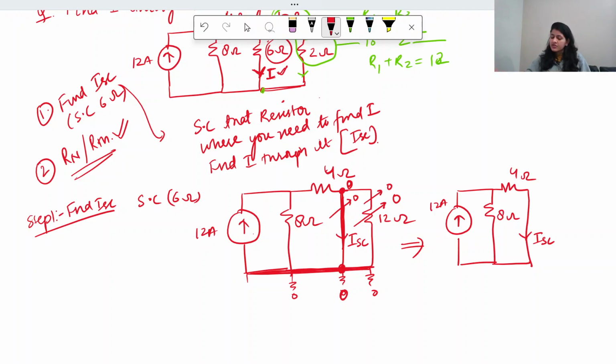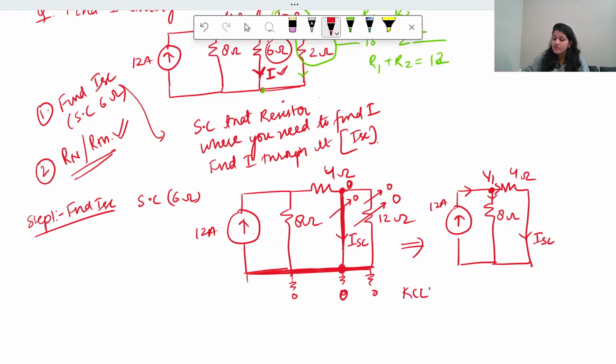So what are the ways you can apply here? KCL, Kirchhoff's current law, or nodal analysis. So mark this voltage as V1 and look at the outgoing currents. This is an incoming current here, and we can mark these currents as outgoing currents.